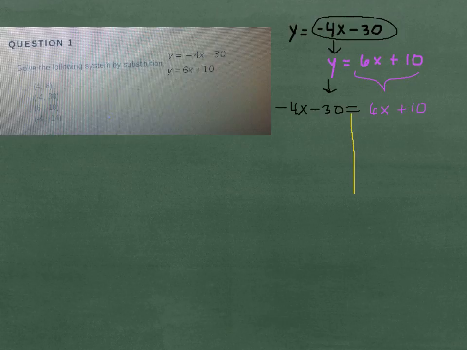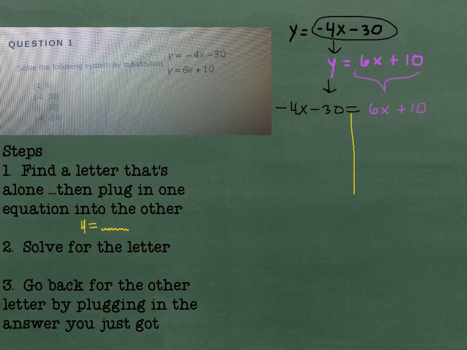Okay, so I'm going to go ahead and write down some steps, and I think you should put them in your notes so that when you're taking the test you can follow these steps. So here are the steps, and the first step was find a letter that's alone. For example, y equals and then everything is on the other side, or maybe it says x equals and everything's on the other side. And so in this problem it was the y that was by itself, and it said y equals negative 4x minus 30. So see how the y was by itself on one side of the equal sign? That's what I mean in step 1.